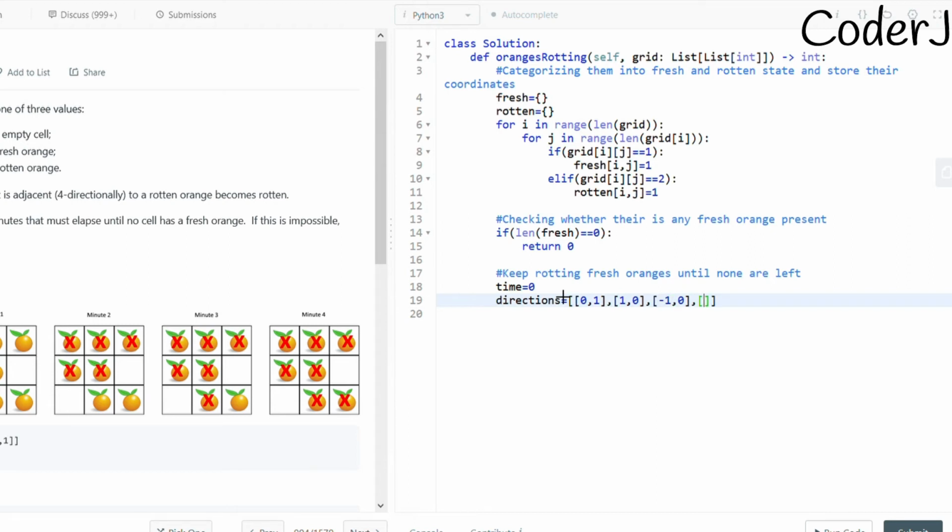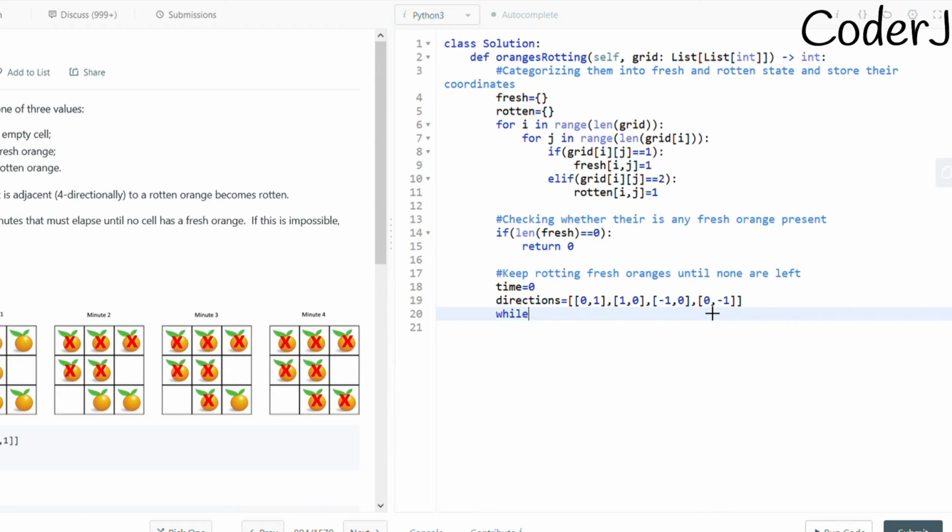So suppose, just for a second, think that you are at i comma j, right? Just add any of these coordinates and you'll move to the respective position of top, bottom, left, or right. Yeah. So -1 0, and 0 -1, right? Okay. So these are all the directions in which I have to move: top, bottom, left, and right. Okay. So yeah, let's start.